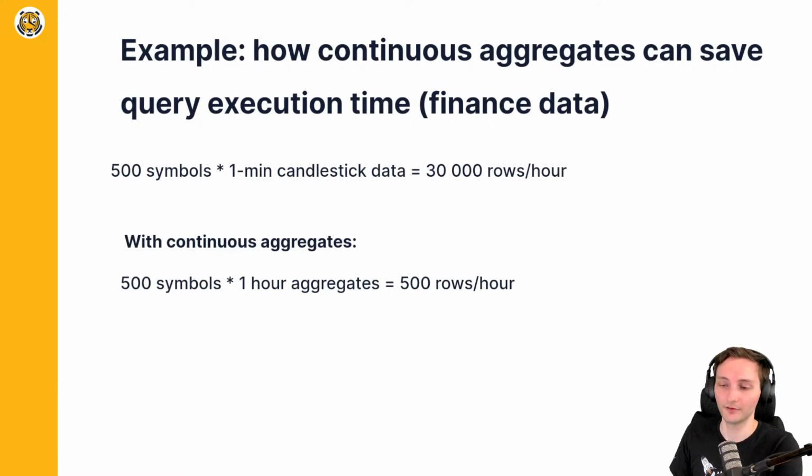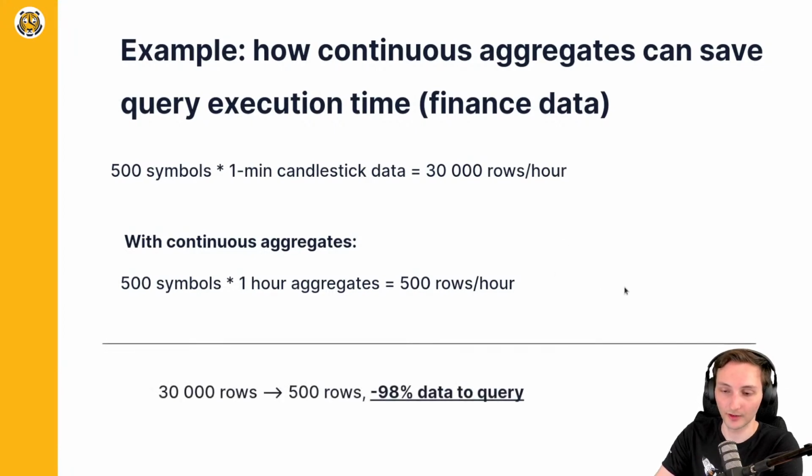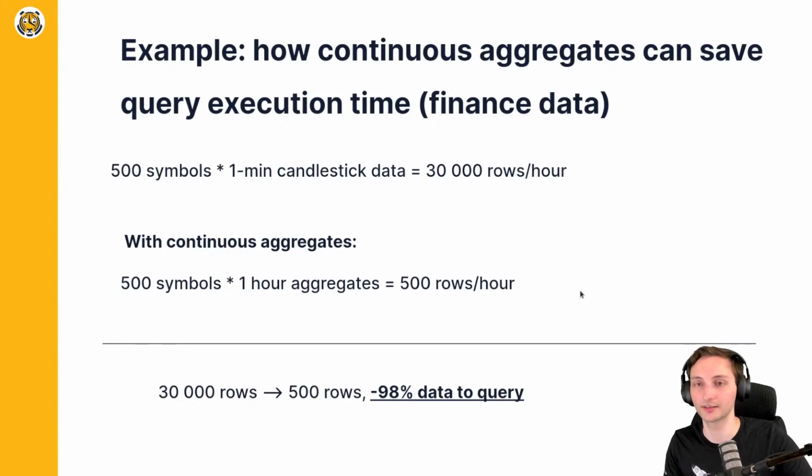Yeah, sorry. So you have 500 rows per hour, which means that for each symbol you see the 1 hour aggregation values. And when you query these aggregated values, you only need to query 500 rows. And what that adds up to is, instead of querying 30,000 rows, and again, this is a really small scale, this could be 300,000 rows or 3 million rows or even more.